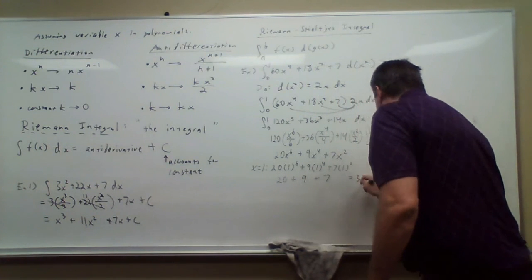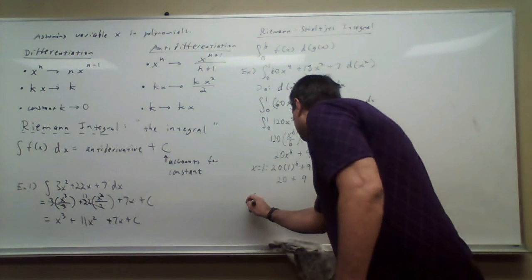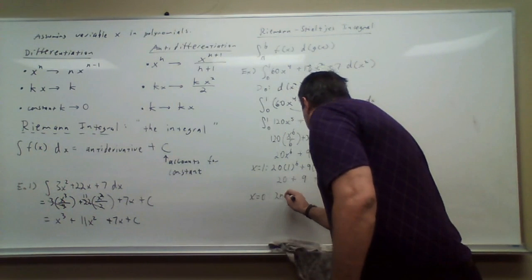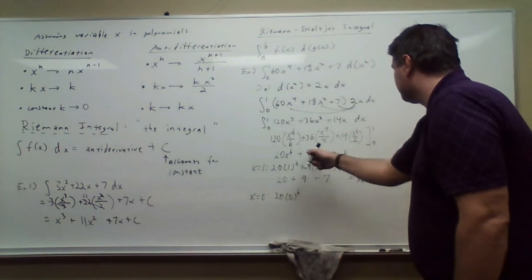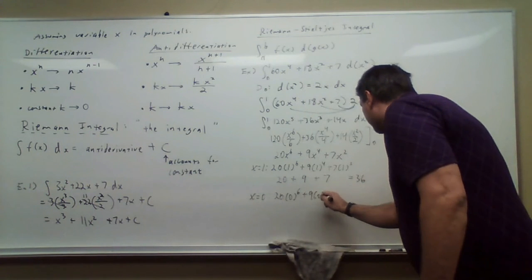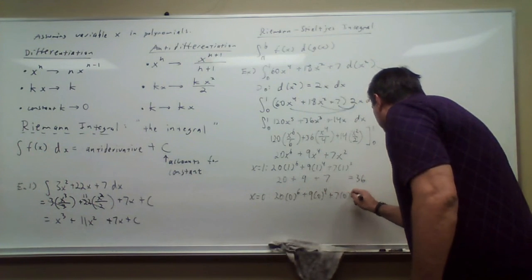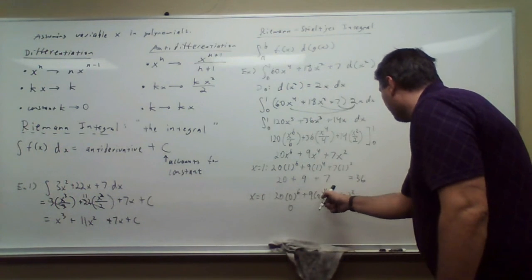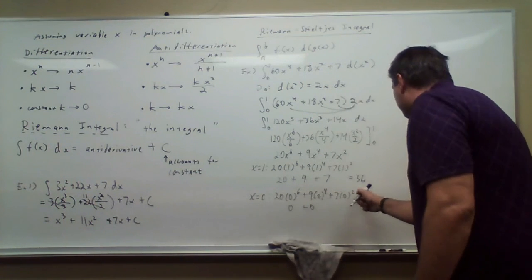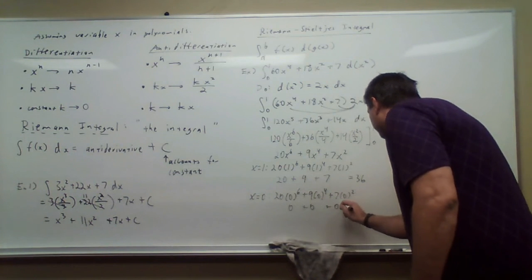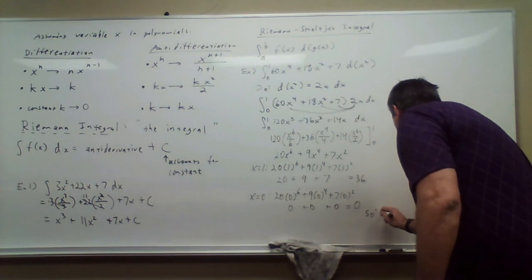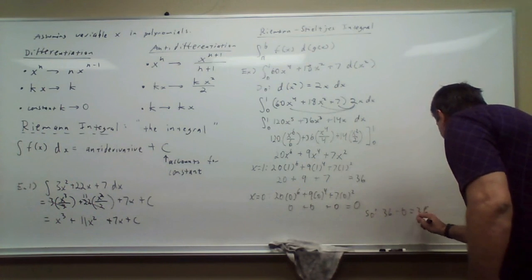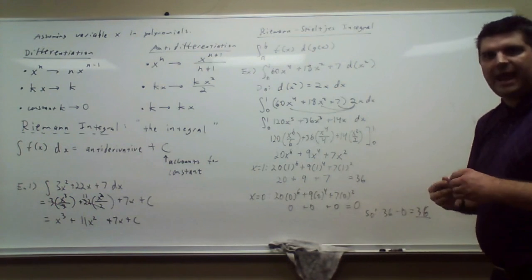So this ends up being 36. Okay, next we plug in the 0. So 20 times 0 to the 6th plus 9 times 0 to the 4th plus 7 times 0 squared. 0 to the 6th is 0 times 20 is 0. 0 to the 4th is 0 times 9 is still 0. And 0 squared is still 0 times 7 is still 0. So 36 minus 0 is 36. Okay? And that's it. I'm done.